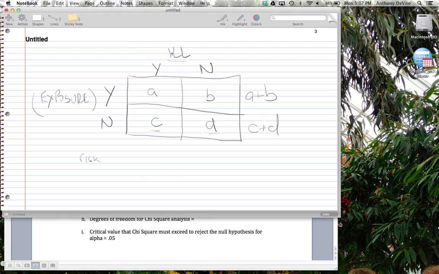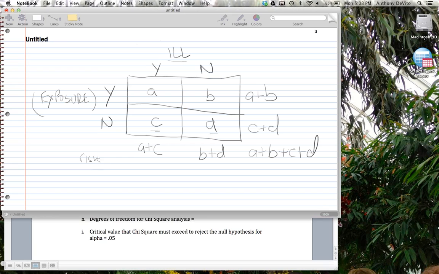Well, how many people actually became ill out of all these people? A plus C is the number of people that became ill. The total number of people that didn't become ill is B plus D. And what's the total number of people in this study? That's going to be A plus B plus C plus D.